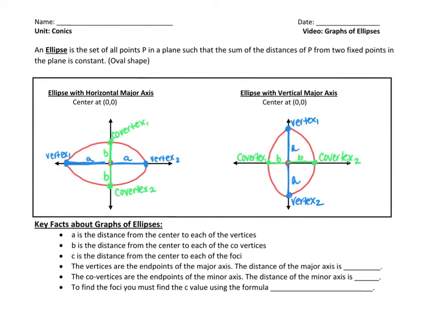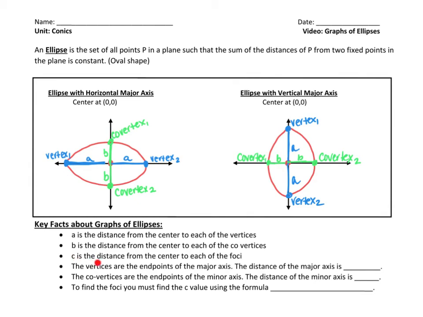And that's kind of the main components that make up these two types of ellipses. So let's talk more about some key features. A is always the distance from the center to each of the vertices. So if we're opening horizontally, this is A, and that's our distance. If we're opening vertically, this is A, and that would be the distance from the center to each vertex. B is the distance from the center to each of the co-vertices. So here is B, the distance from the center to each of the co-vertices.